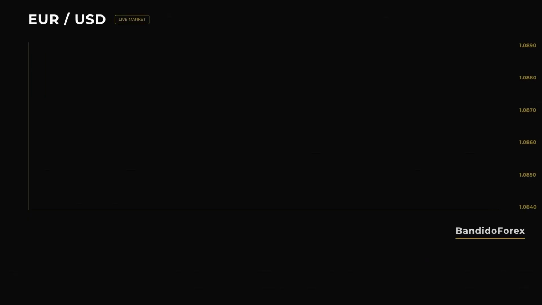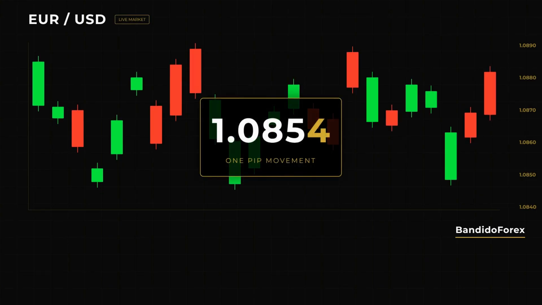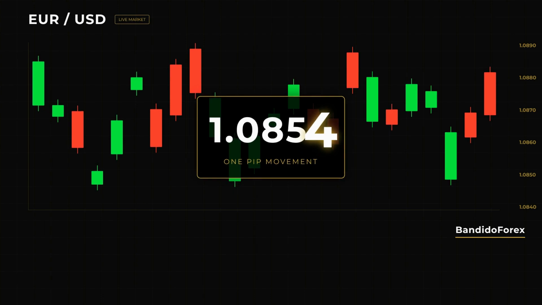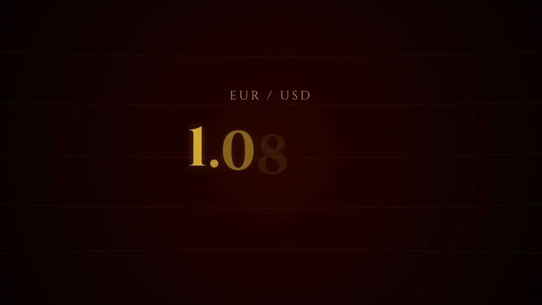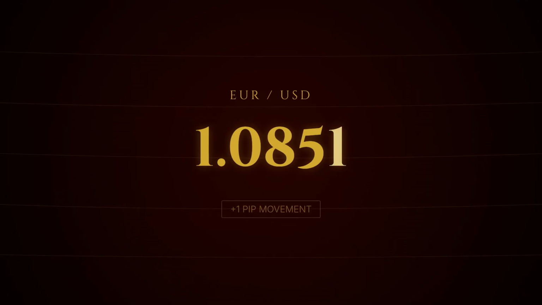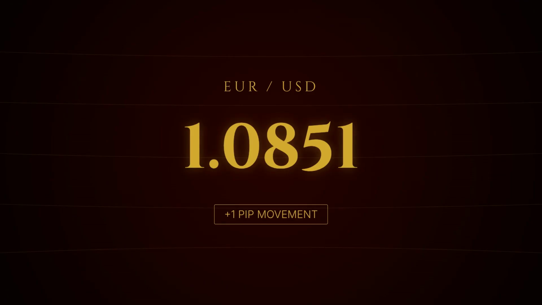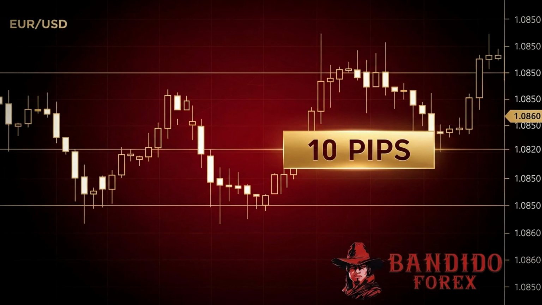Most currency pairs are priced to 4 decimal places. For these pairs, 1 pip is a movement in the 4th decimal digit. For example, if the EUR/USD moves from 1.0850 to 1.0851, that 0.0001 rise is a 1 pip move. If the price moves to 1.0860, that's a 10 pip increase. It sounds small, but in the world of Forex, pips add up fast.